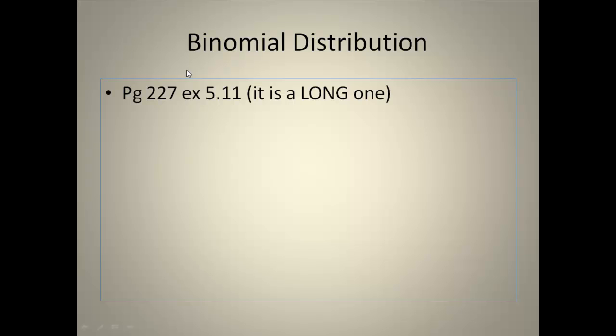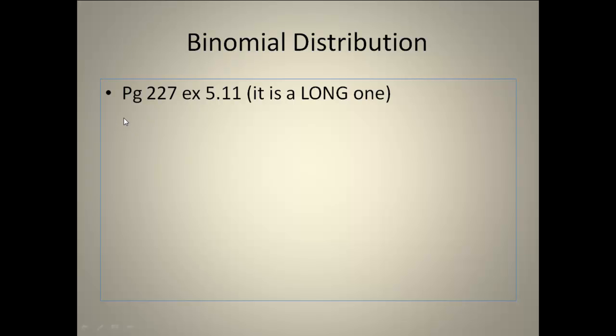And then part 3 says the probability of success remains the same from trial to trial. So for this particular example, the probability of success is 0.8 for every single person. So it remains constant from trial to trial.